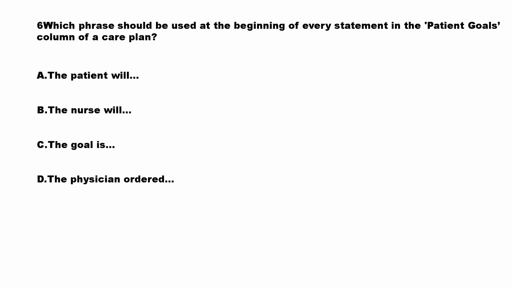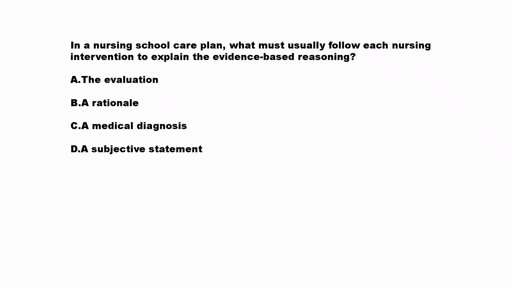Which phrase should be used at the beginning of every statement in a patient's goal column for a care plan? Answer is A. In nursing school care plan, what must usually follow each nursing intervention to explain the evidence-based reasoning? Correct answer is B.